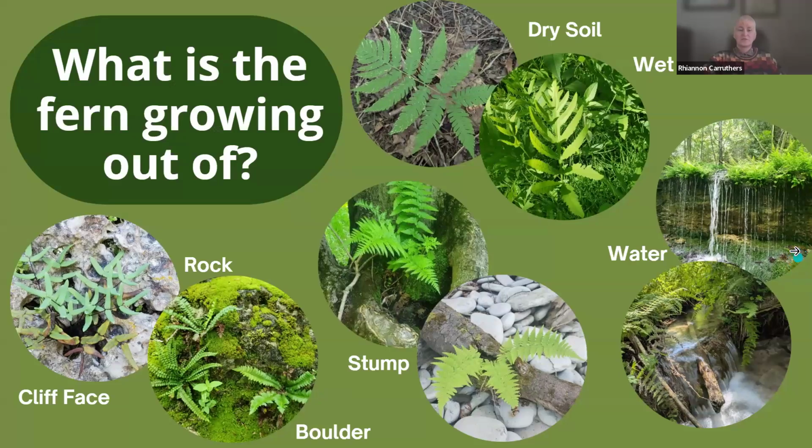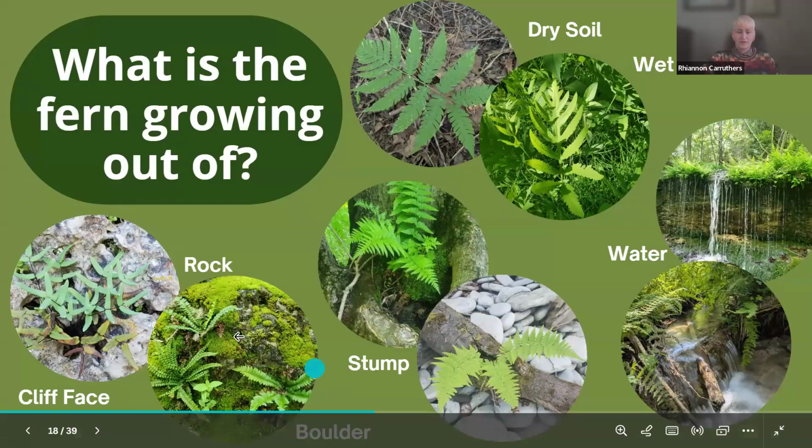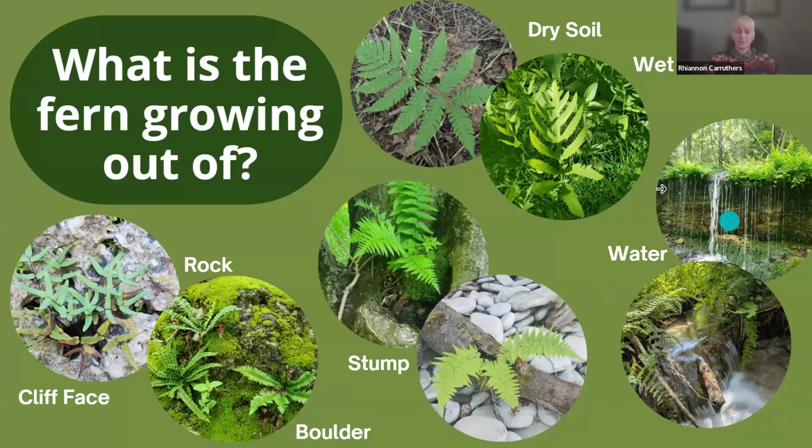What specifically is the fern growing out of? Is it growing out of rock, either a bare cliff face or a boulder? Is it growing out of a stump? Is it growing directly out of water? There's some ferns that are happy to have their feet wet. There's other ferns that you will not find growing directly out of water. Is it in dry soil? Is it in wet soil? Again, all ferns have different preferences. So as you start to make note of these, you'll start to narrow down what possible fern it could be.